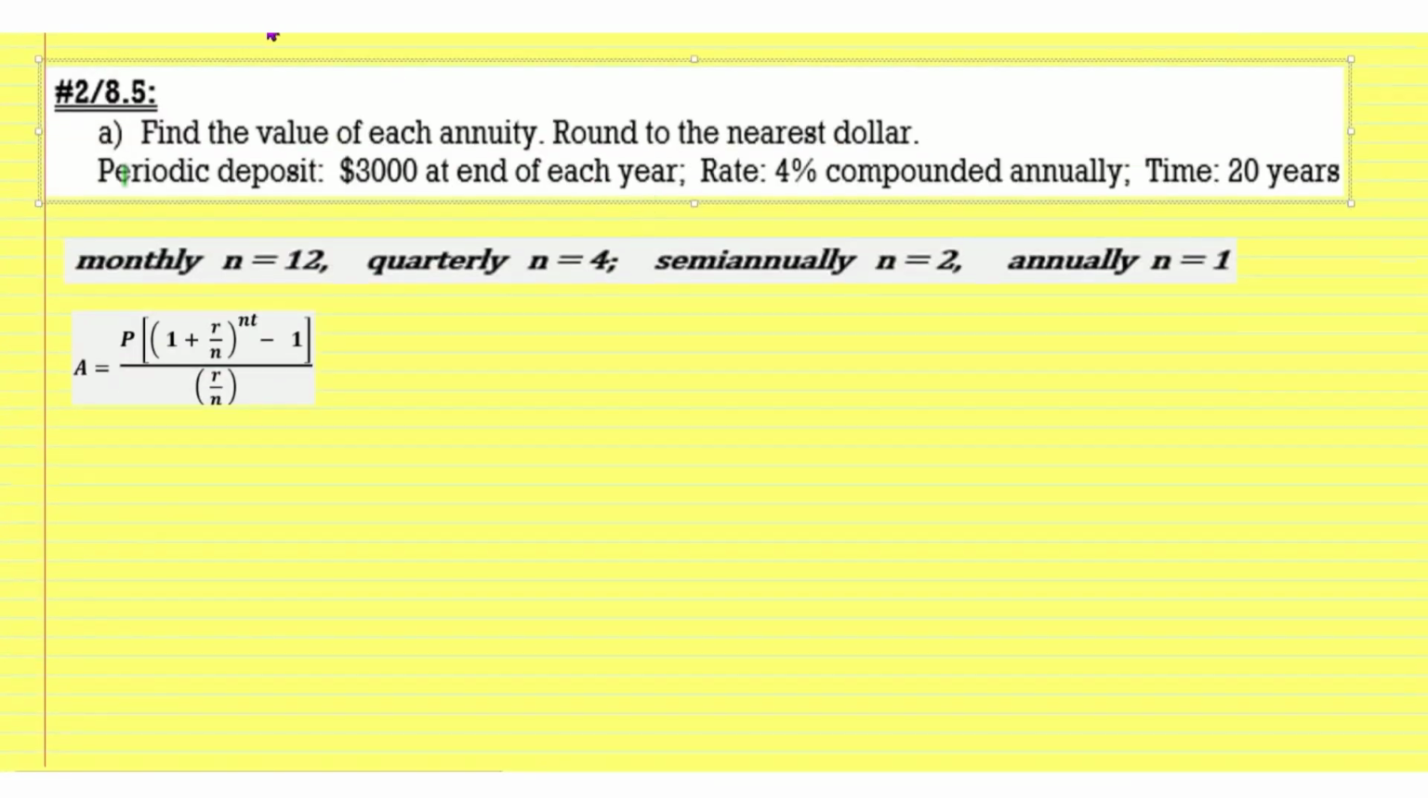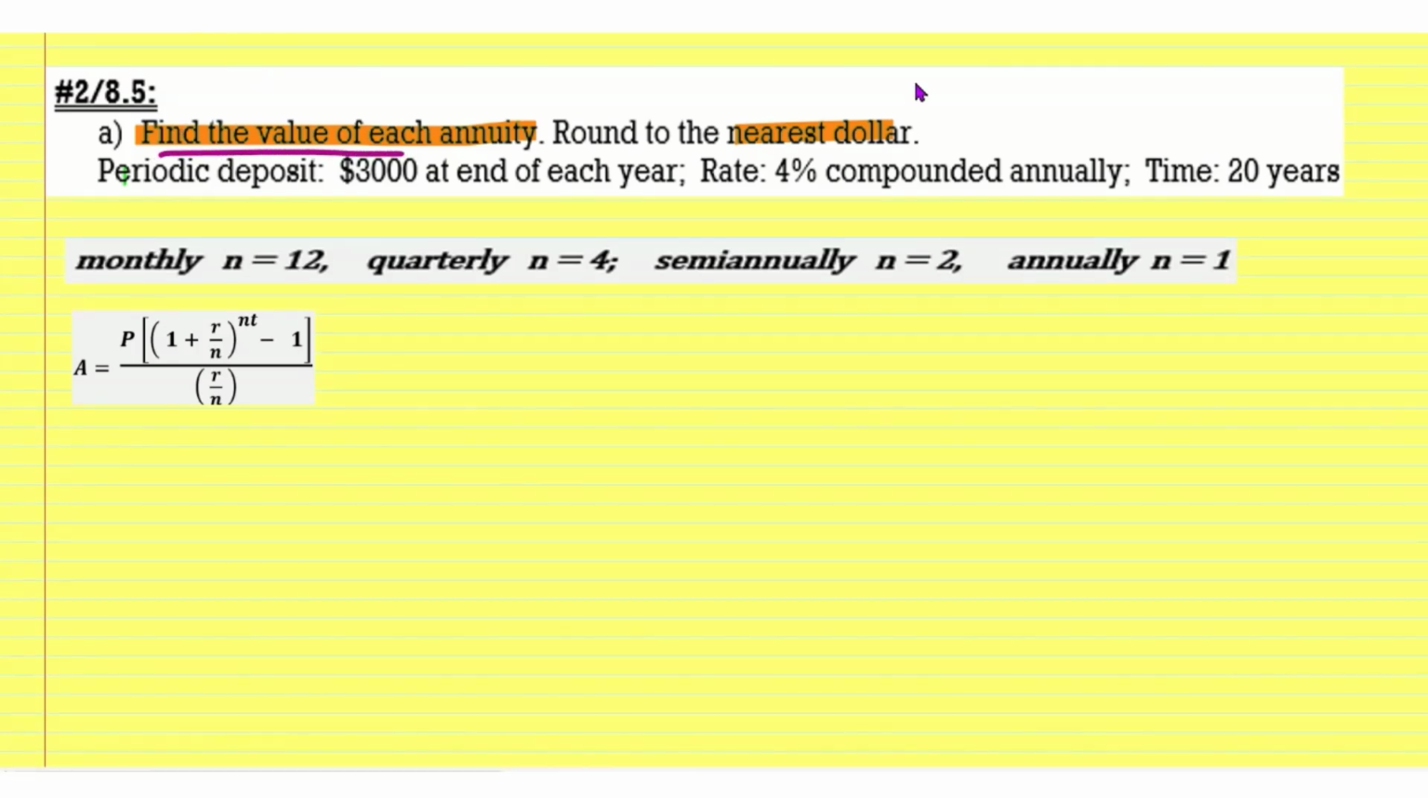Okay, the first problem in the annuity section that we're going to work on says that we're going to find the value of each annuity and we will round to the nearest dollar. So what do they mean by find the value of the annuity? Well, it's talking about this accumulated future value. What is the value going to become in the future? What is its final and total accumulation? So that means that we are going to use the A formula. We're going to use this formula right down here for the accumulated future amount. The value of the annuity in the future is the A formula.